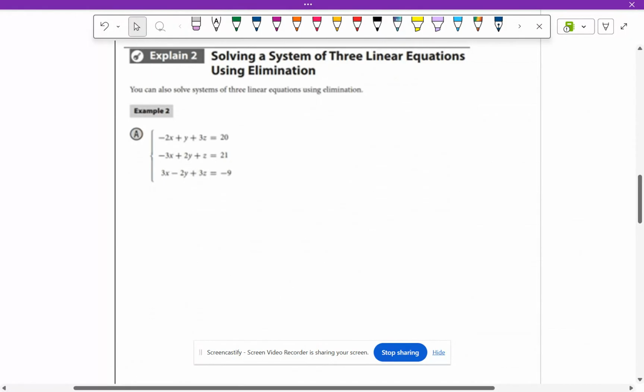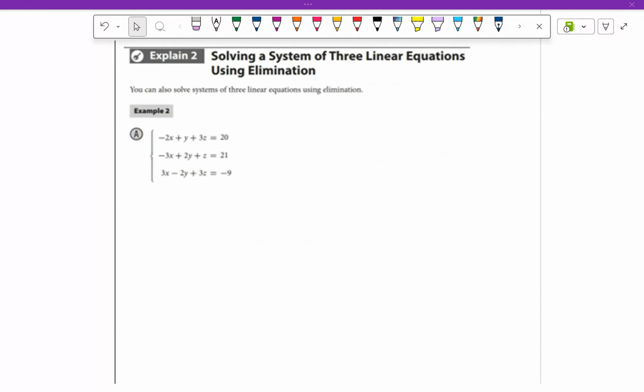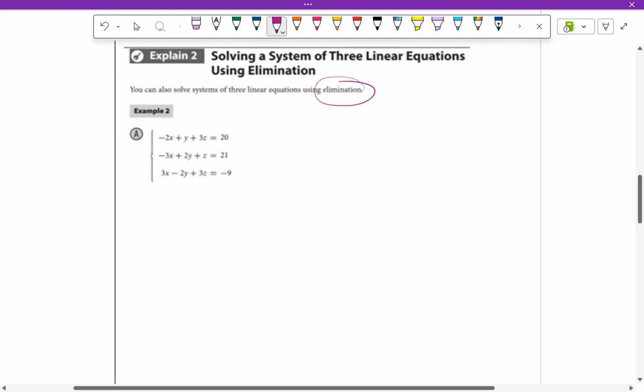In this video, we're going to talk about topic 4.2. We're going to look at explain 2, example 2. It wants us to solve the systems of linear equations using the elimination method. So the first thing I'm going to do is look for something to eliminate.